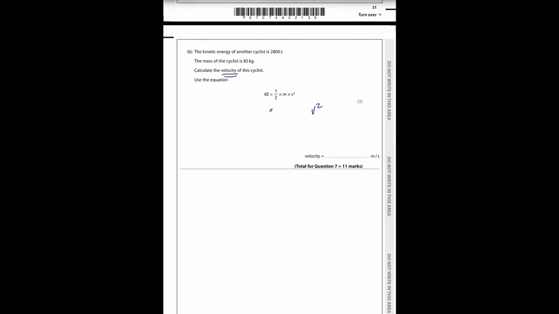I'll put the equals under the equals, and now I should be able to fill everything in. So have I got kinetic energy? Hopefully I have. There it is. So I can put 2,800. A half is a half. Have I got mass? Yeah, I have. It's 85. So I'm going to write 85 here. And now I can just rearrange this.